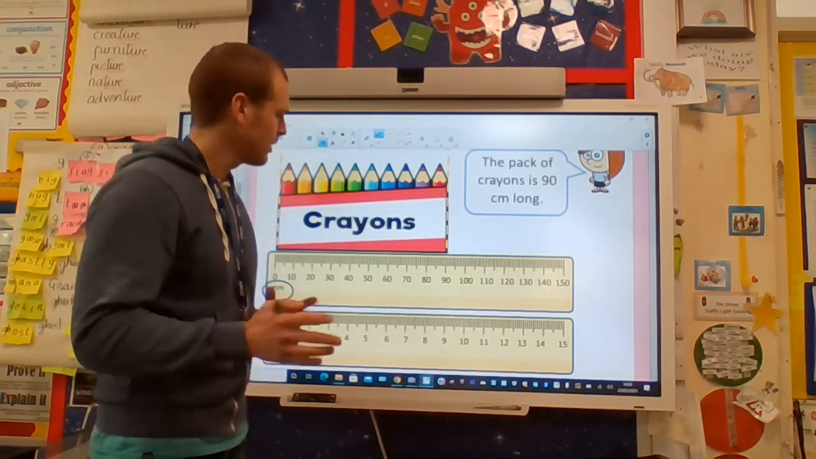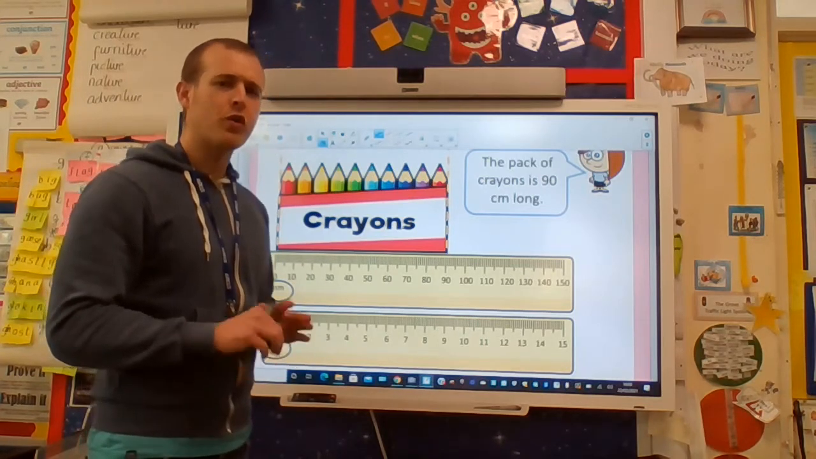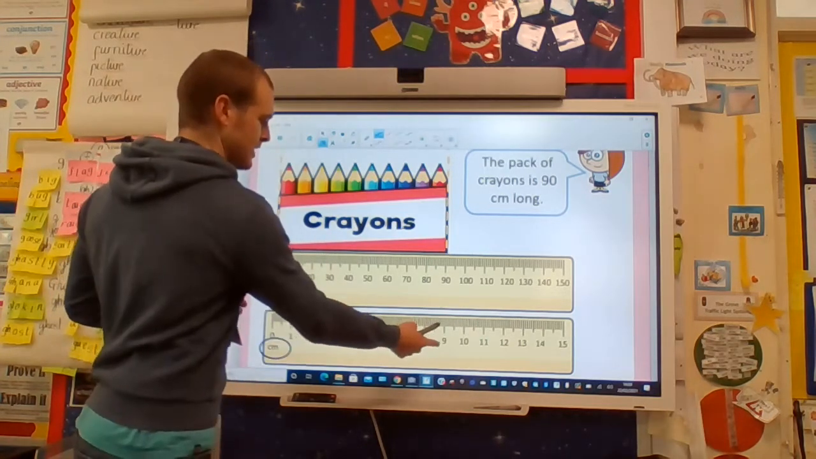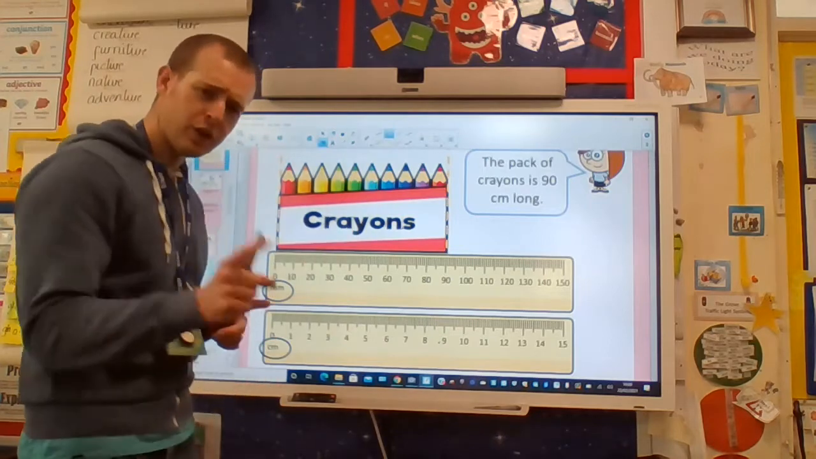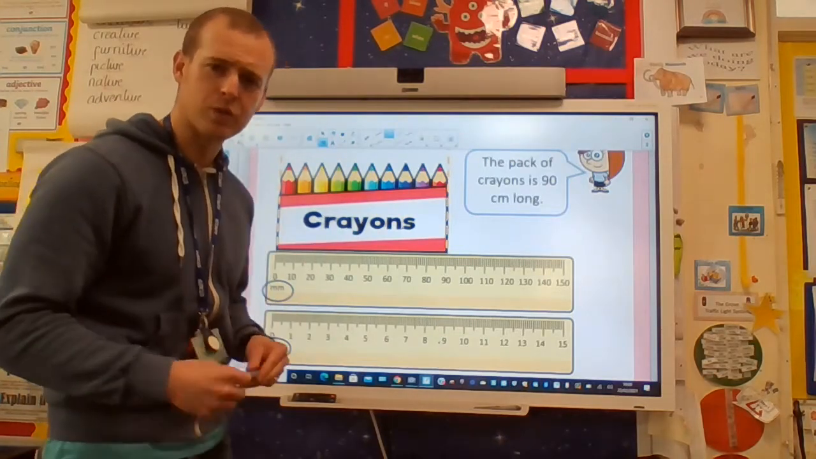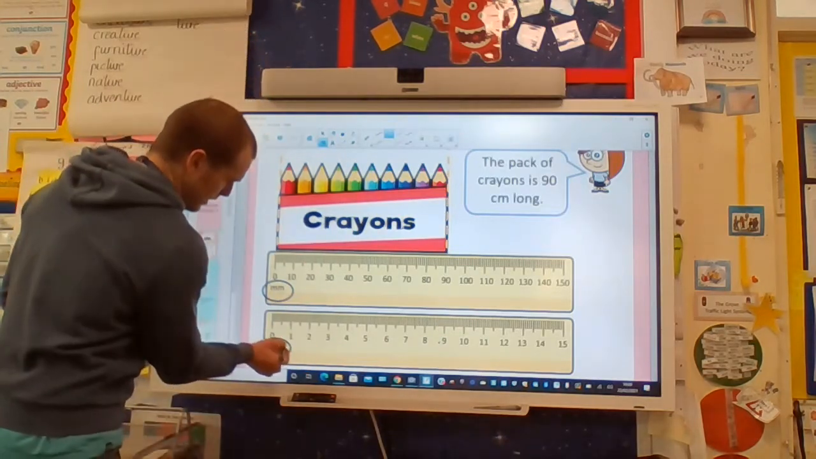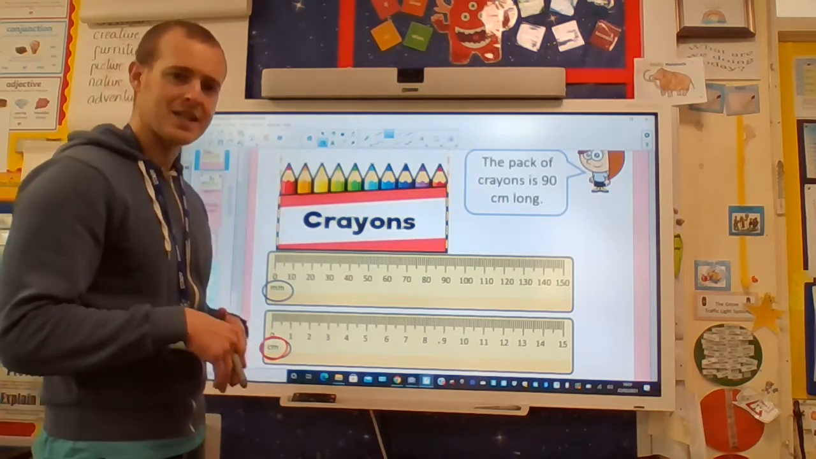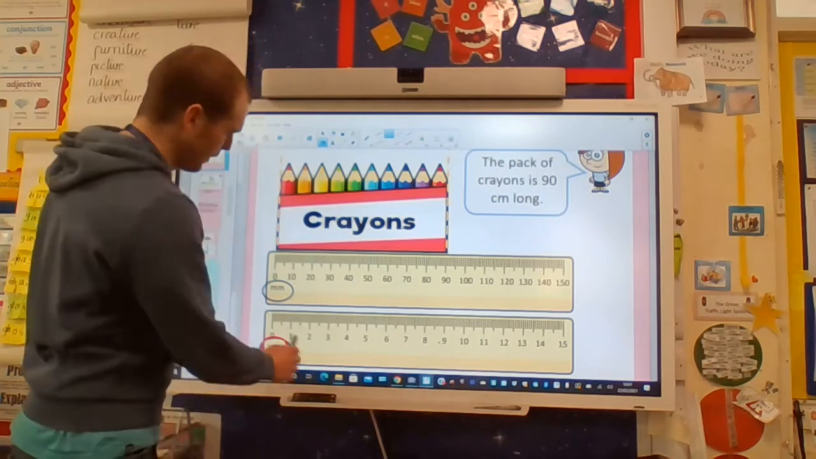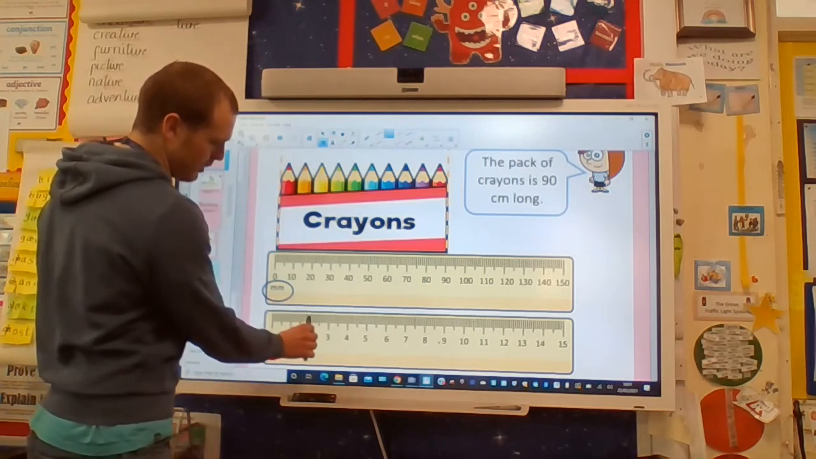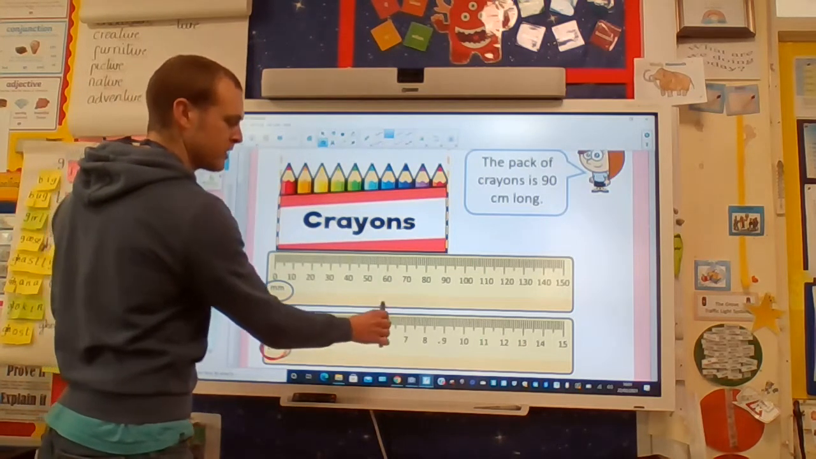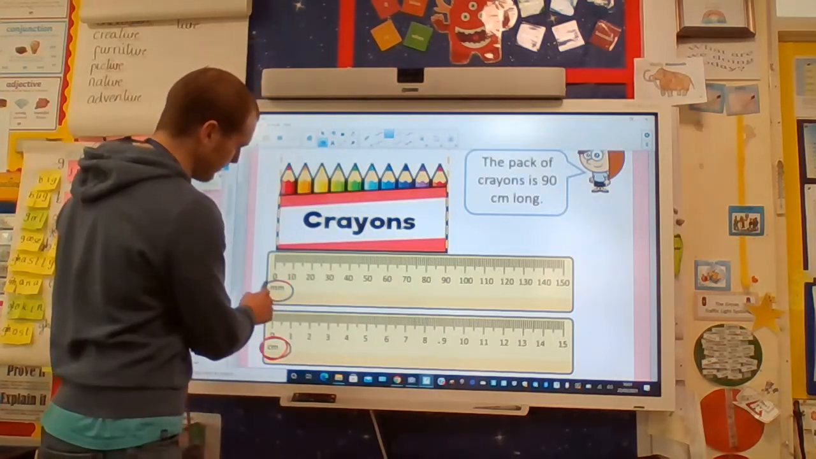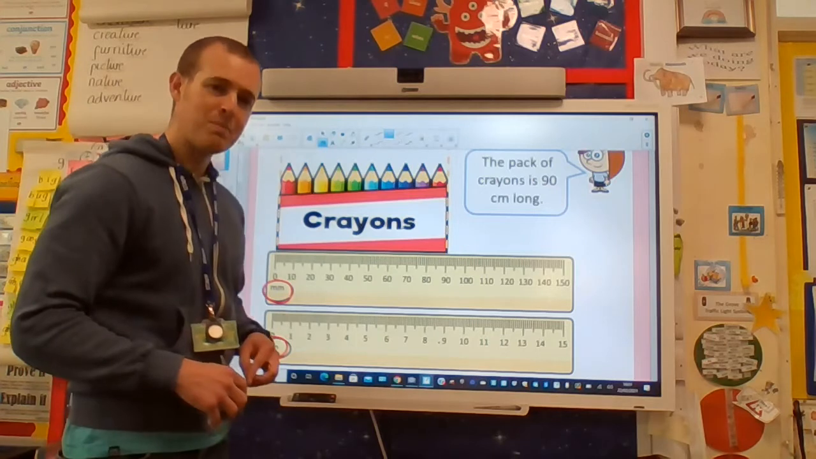Now then, Rosie's crayons are not 90 centimetres long, but 9 centimetres long. And if we have a look at her ruler, there's a couple of clues which we can see. Centimetres here is represented by a C and an M. So if we're using this type of ruler, we can see it's 9 centimetres long. This ruler here is measuring in millimetres.